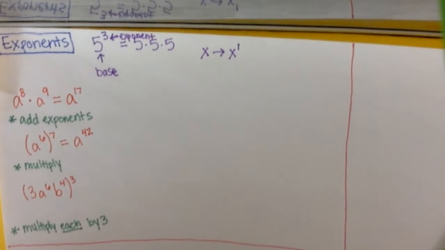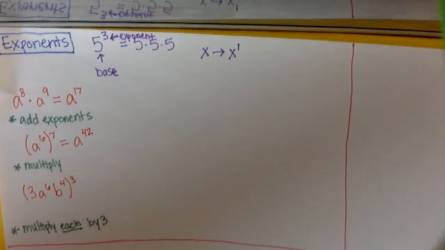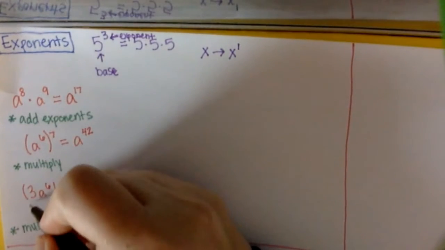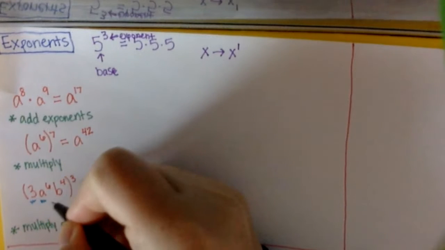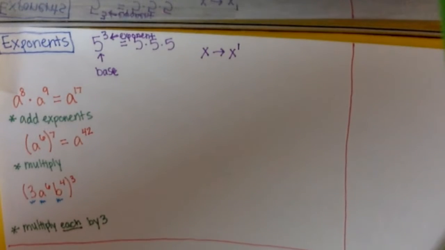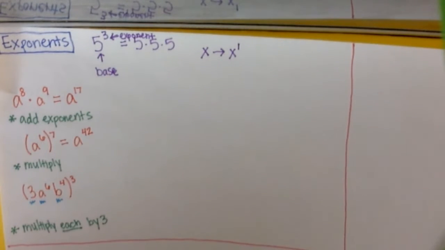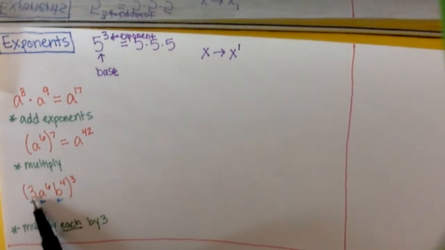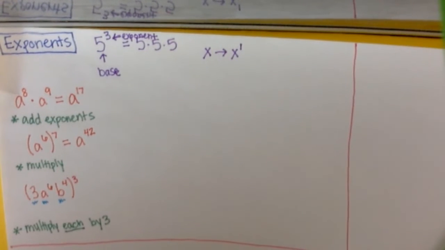Okay, and in this case, we can simplify it. We have this 3 to that 3rd power. And so 3 to the 3rd power means we're going to do 3 times 3 times 3. So what is 3 times 3 times 3? Good, 27, yeah. So 9 times 3 is 27. So our final answer here would be 27, a to the 18th power, b to the 12th power.